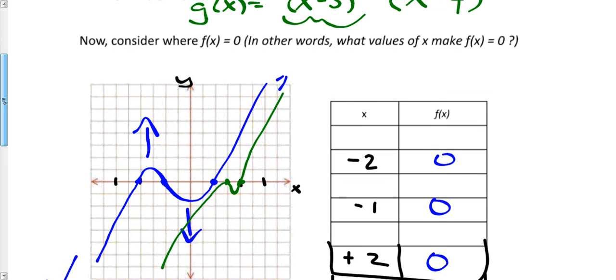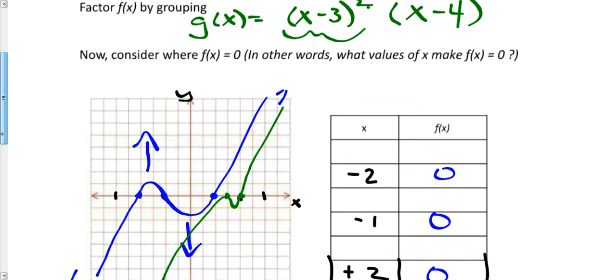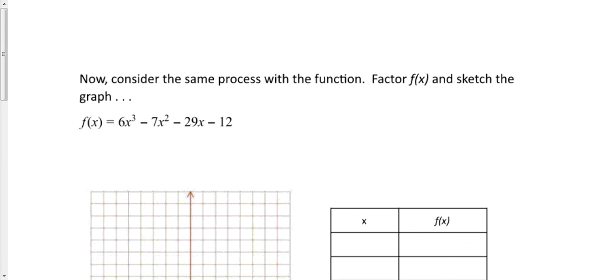So I can gain a lot of information from factors. What do the factors tell me? Tells me my zeros. It tells me where my graph crosses the x-axis. And I can also, because of the multiplicity, tell you what they look like, right? Whether it goes through or whether it just bounces off like a stone on a pond. Right? Okay.